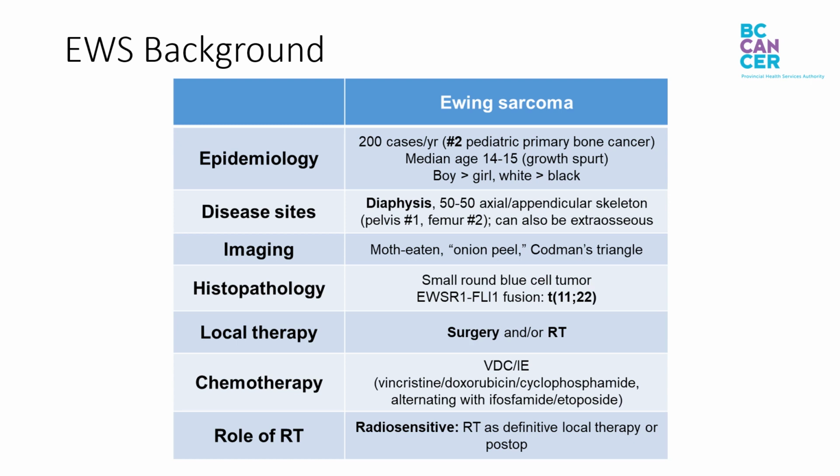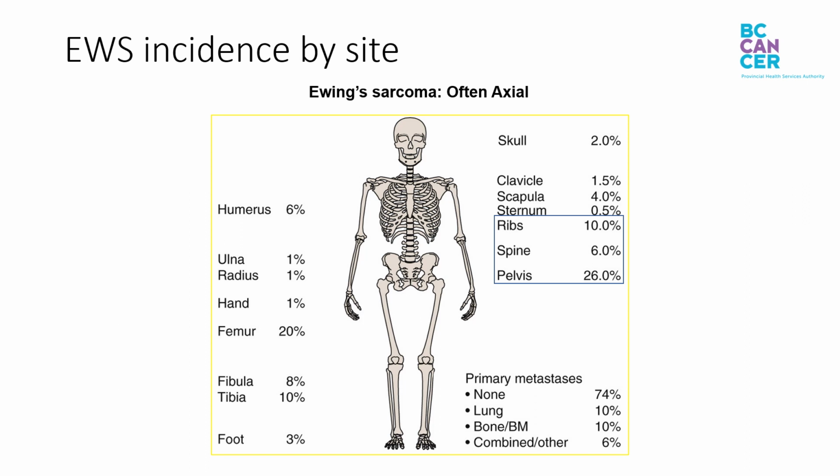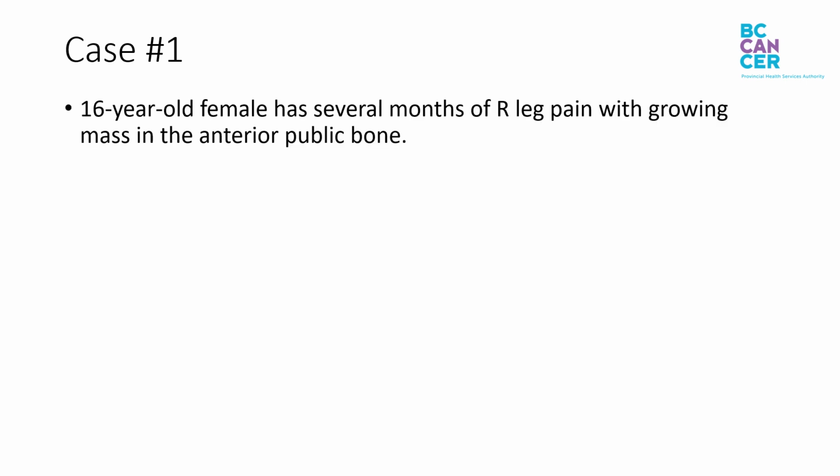Ewing sarcoma is radiosensitive, hence radiation plays a prominent role in management of this disease. As we can see, Ewing sarcoma occurs quite commonly along the axial bones. Often, they arise from ribs, spine, pelvis, or femur. I would like to start out with a case so that we can best illustrate management of Ewing sarcoma.